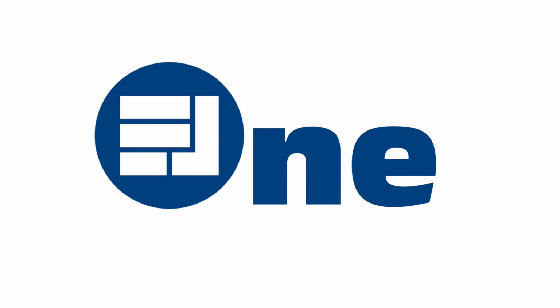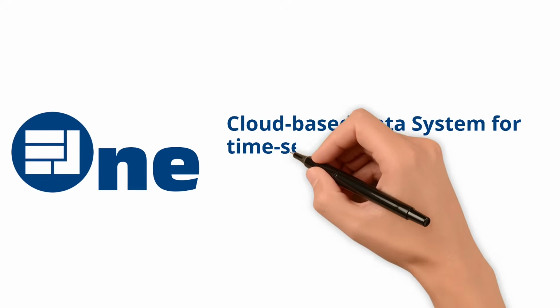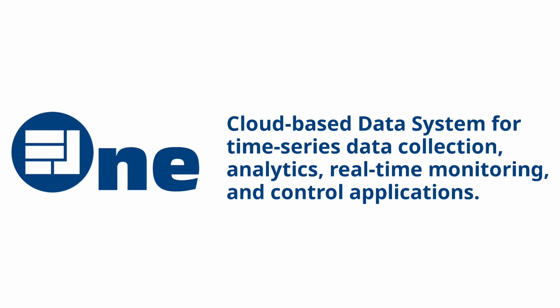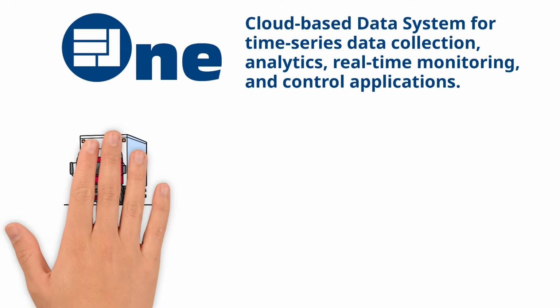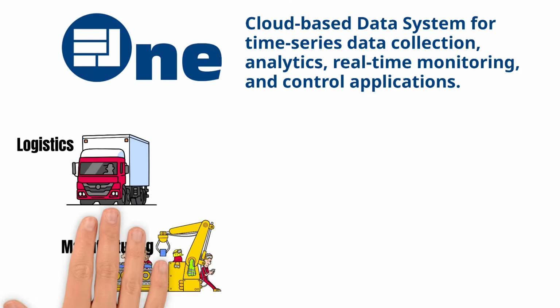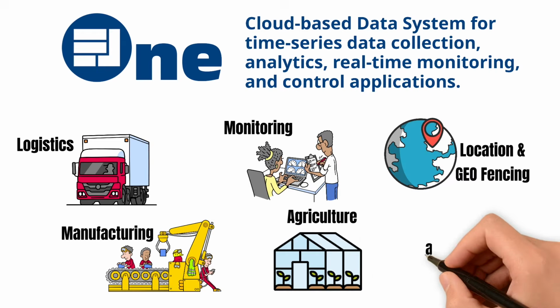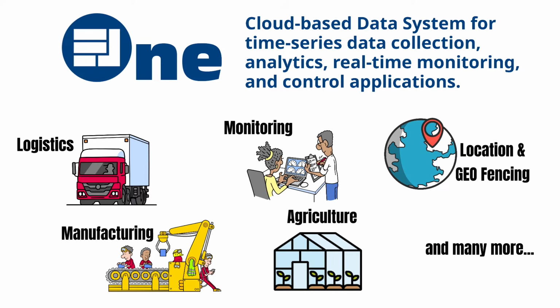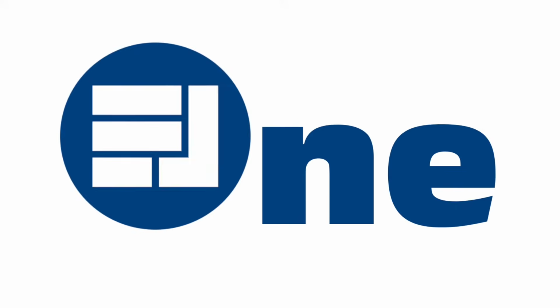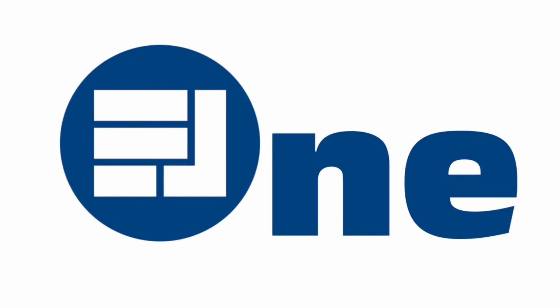RLD One, however, is meant to solve some of the most difficult problems for data systems. RLD One is a data system for time series data collection, analytics, real-time monitoring, and control applications. That's the good stuff. These types of data systems are used in logistics, manufacturing, monitoring, agriculture, geofencing and location, and many other industries. But you are probably asking yourself, why should I use RLD One?